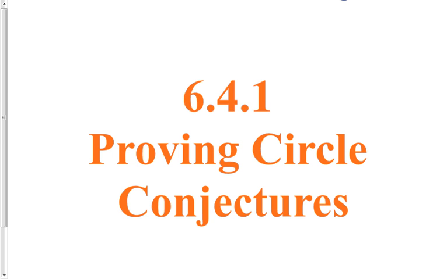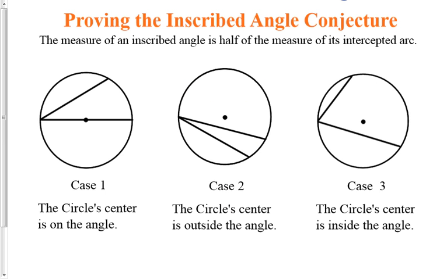All right, so section 6.4 is all about proving circle conjectures. We're going to look at one conjecture specifically today, and it is the inscribed angle conjecture. However, this conjecture is a bit unique, because there are actually three different cases that we're going to have to prove. Even though it's one conjecture, we're going to have to create three proofs.